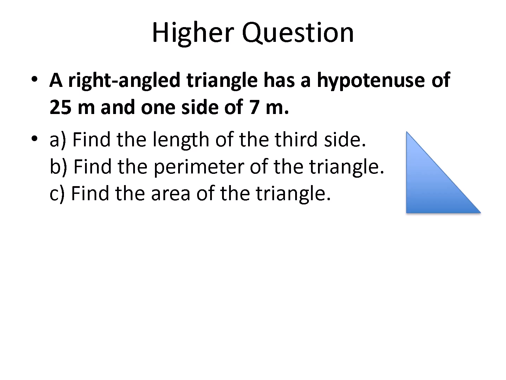Let us see now a challenging question. A right angle triangle has a hypotenuse of 25 meter and one side of 7 meter. Find the length of the third side. Find the perimeter of the triangle. Find the area of the triangle. So lots of things are asked. So we will go step by step.